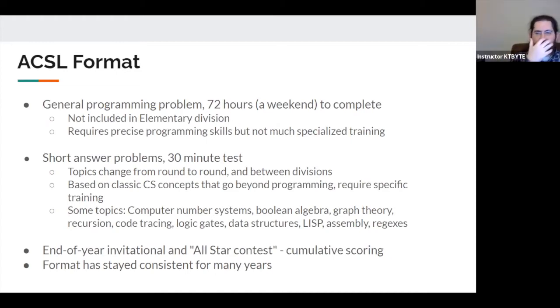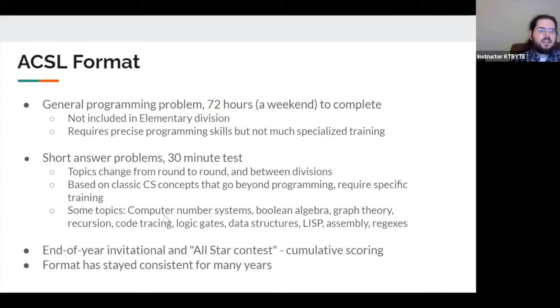The short answer topics, I have a long list here, which I'm not expecting anyone to read all the way through, but there's a lot of very interesting theoretical computer science topics which aren't really covered in a lot of other classes. That's one of the things I think is great about ACSL, that you get exposure to these topics that you might see in college or other formal computer science curricula that isn't covered as much if you're just learning to program. So it's a nice look at the rest of the subject other than just making programs.